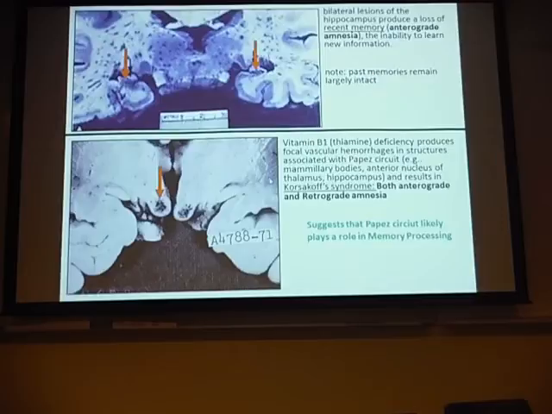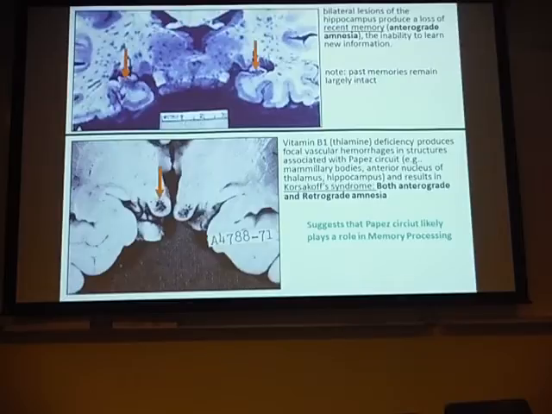If you take out most of Papez's circuit, including mammillary bodies, the anterior nucleus of the thalamus, and the hippocampus, this relates to something called Korsakoff syndrome, which is both anterograde and retrograde amnesia. So not only the inability to form new memories, but the inability to remember things that have happened in the past. And so again, the punchline here is that Papez's circuit does seem to be essential for formation of memories and recall of past events. It does not seem to be especially important in emotional processing.